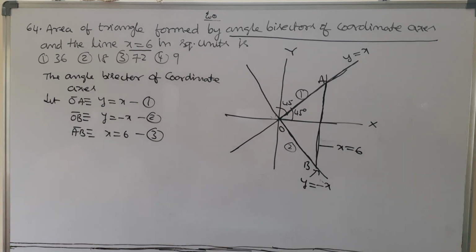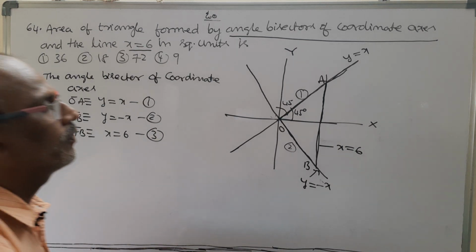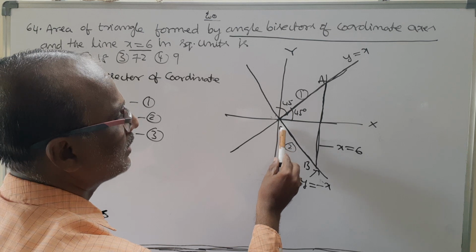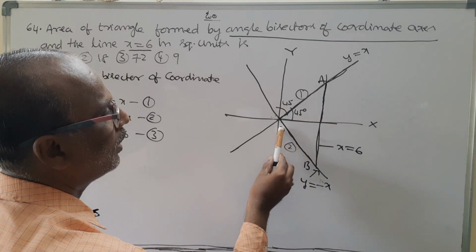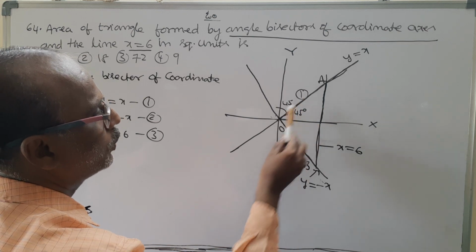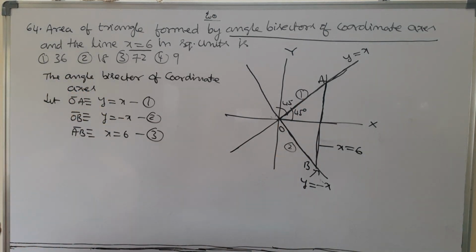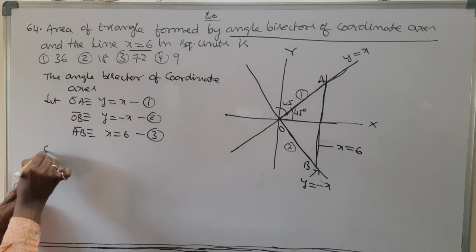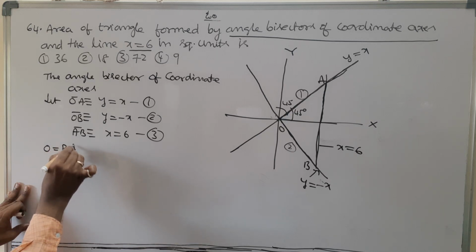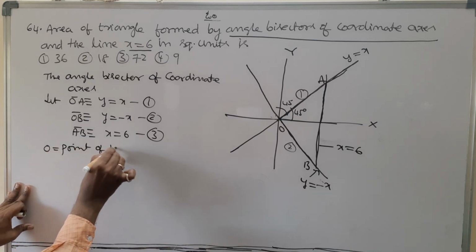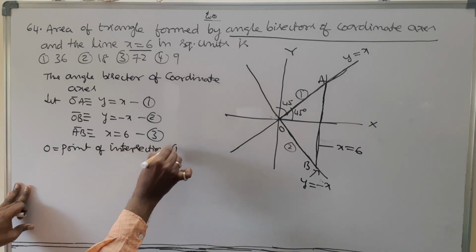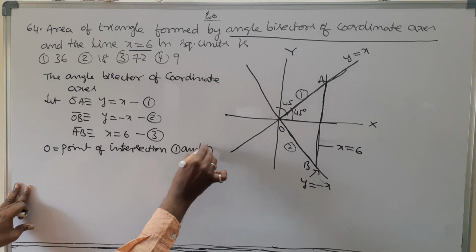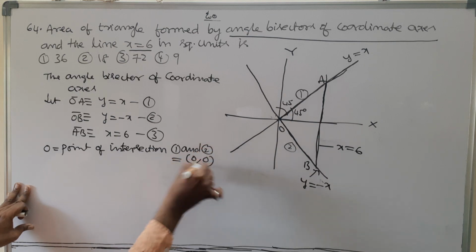Third equation. To find the area of the triangle, we need the vertices O, A and B. O is the point of intersection of equations 1 and 2, which is 0, 0.